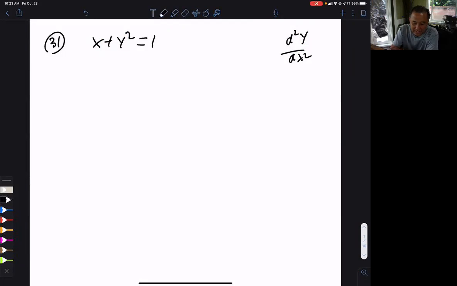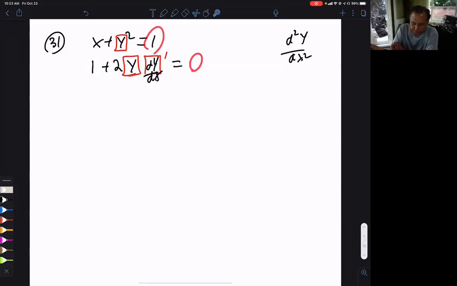So when we take the derivative of x, it's easy. That's just 1. When we take the derivative of y squared, you have to view this as like an f of x or a g of x. It is a function. So the rule is the power rule. You bring the 2 in front and you decrease the exponent by 1. So the derivative of box squared will be 2 box to the first times the derivative of the box. But what's the derivative of y? dy/dx. That is the derivative of y. And the derivative of 1 is 0.